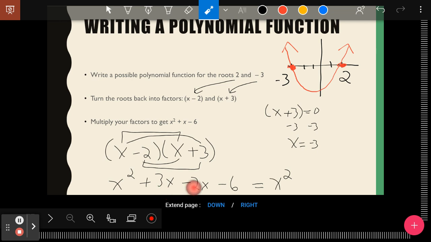These two terms here, positive 3x and -2x, or 3 minus 2, just becomes 1x, and -6 stays -6. So this is our f of x equals x squared plus x minus 6. It is a possible function for those roots. Remember, those roots could exist in other functions as well, because we could have additional imaginary answers that we're unaware of. But it is a possible function of those roots.